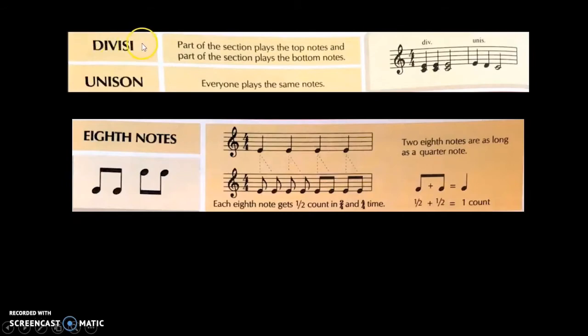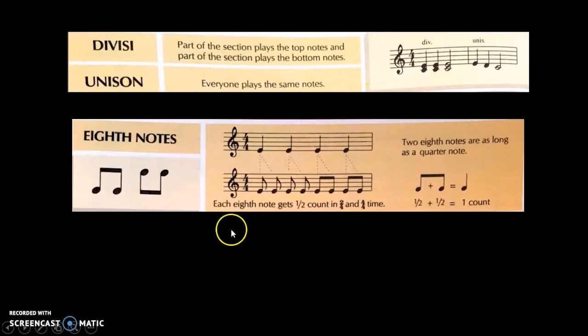Let's talk about divisi. Now, you'll see these parts where notes are stacked on top of each other, and it'll be abbreviated with the marking DIV. And then, usually when the music goes back to single notes, it'll be marked UNIS. Now, this is the part of the book where they introduce divisi parts. This tells us that one part of the section can play the top notes, or the other part of the section can play the bottom notes. And then when it goes to unison, that means everybody plays the same notes again.